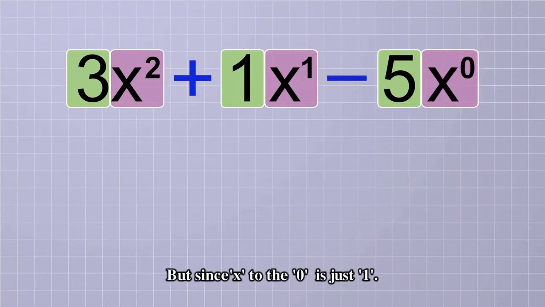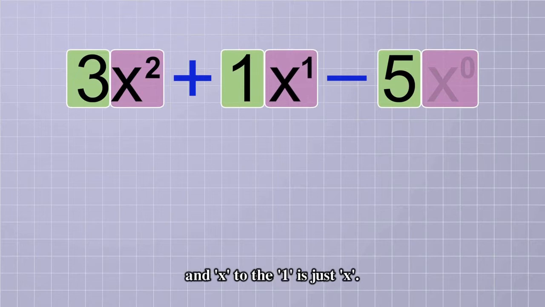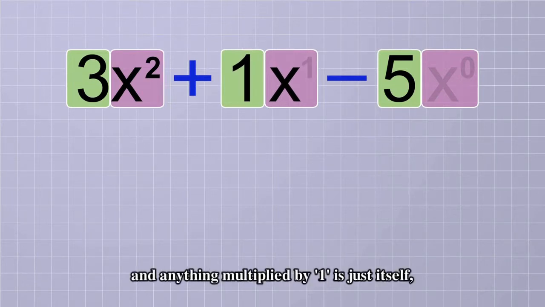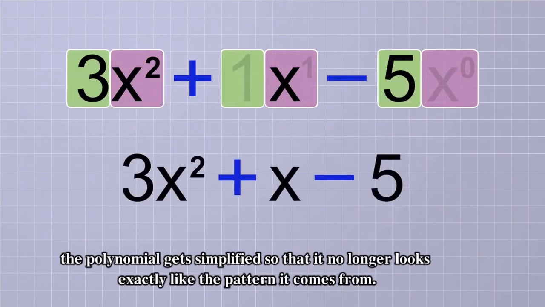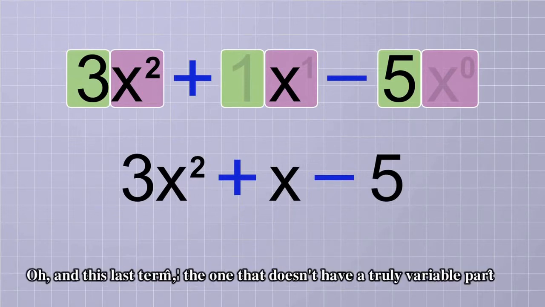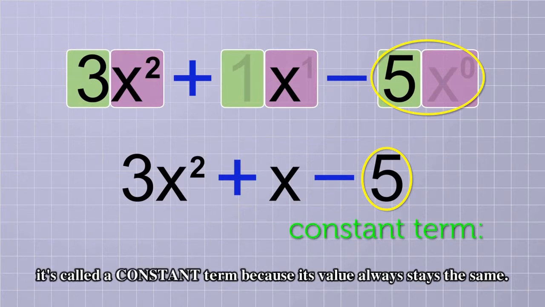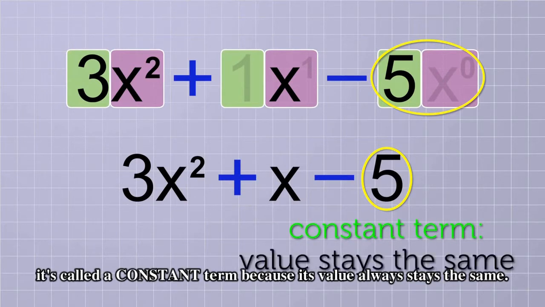But since x to the 0 is just 1, and x to the 1 is just x, and anything multiplied by 1 is just itself, the polynomial gets simplified so that it no longer looks exactly like the pattern it comes from. Oh, and this last term, the one that doesn't have a truly variable part, it's called a constant term because its value always stays the same.